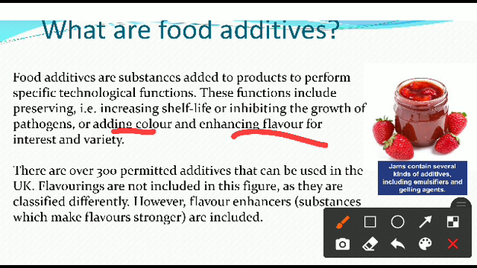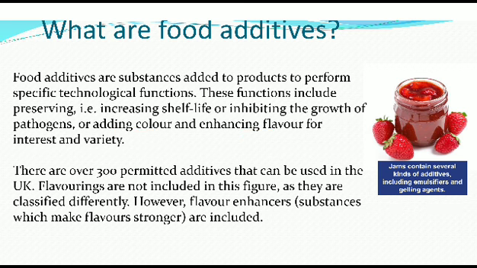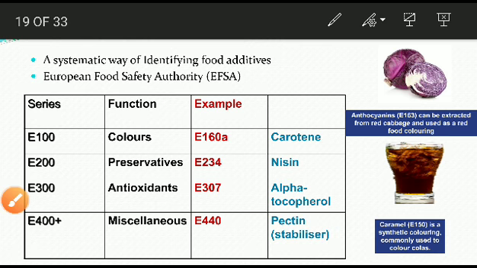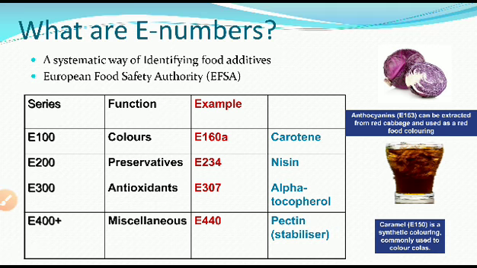There are over 300 permitted additives which can be used in the UK. The flavorings are not included in this figure. Let me explain the E number. What does E number mean here? If you take any packet, there are some numbers on it, like E100, E200. This number shows which additive is added in this food for which function.